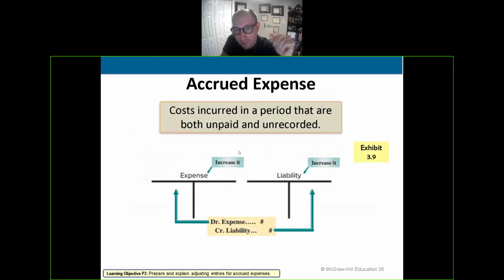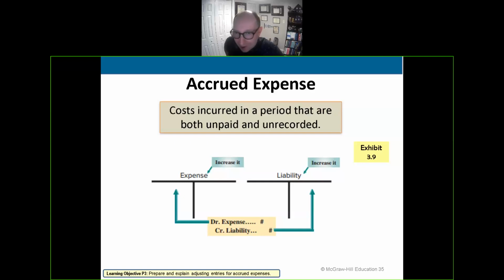Okay, so that's revenue. Let's talk about expenses. Sometimes we receive an expense that has both been unpaid and unrecorded. So we have to record it. We have to recognize the expense. So we debit the expense and we credit the liability. When it's unpaid, it's a liability, right?